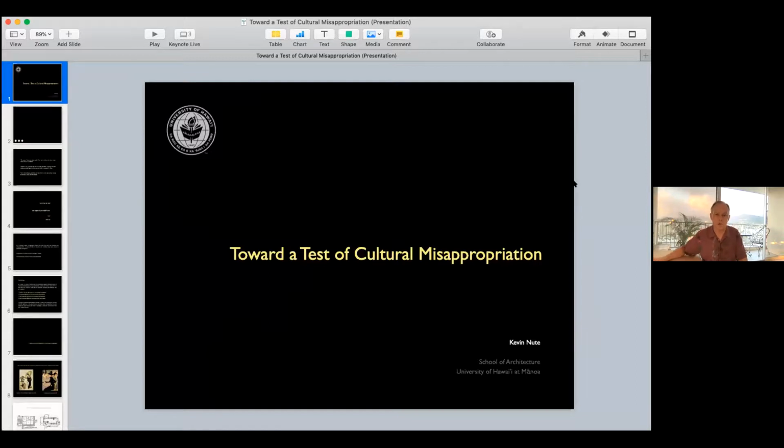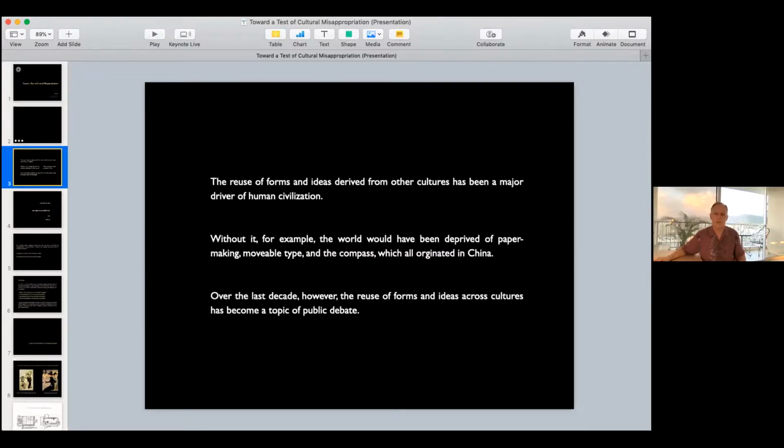For some reason, it's not allowing me to put it into play mode, but it's the bigger picture still of how cultures may or may not be able to use forms derived from other cultures without undermining either their own identity or the culture of where that form belongs. And this has been going on since the dawn of civilization.